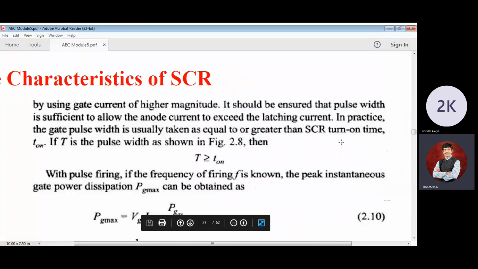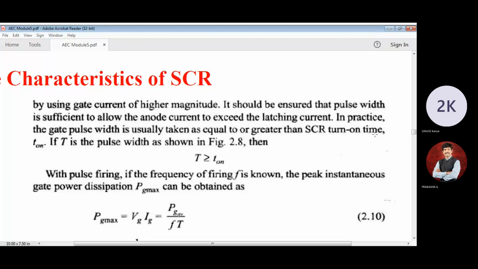In practice, the gate pulse width is usually taken as equal to or greater than the SCR turn on time. The SCR turns on for some time and turns off for some time. So it's a pulse. This is on time, this is off time, and this is the entire time, the overall on-off time of the SCR.